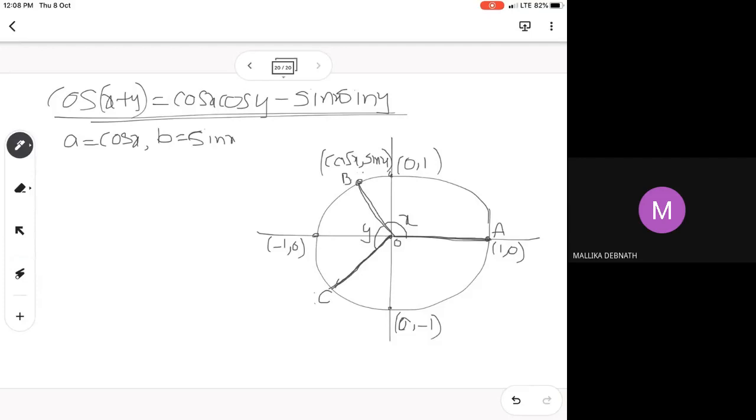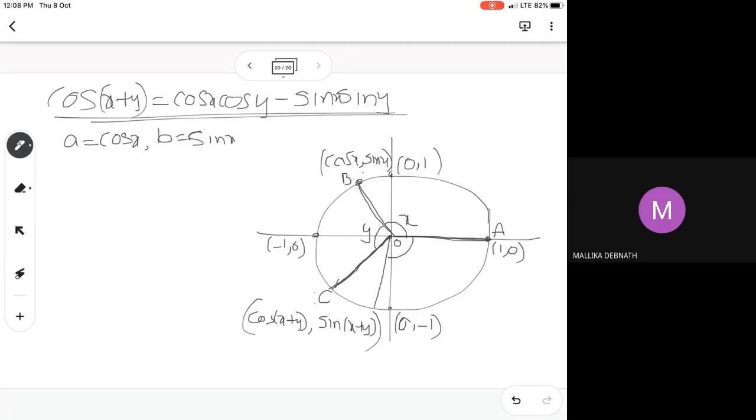So as it is making an angle of x plus y, you can write the coordinates of the point C as (cos(x+y), sin(x+y)). If OB is making an angle of x radians, then the coordinates are (cos x, sin x). OC is making an angle of x plus y, so the coordinates are (cos(x+y), sin(x+y)).